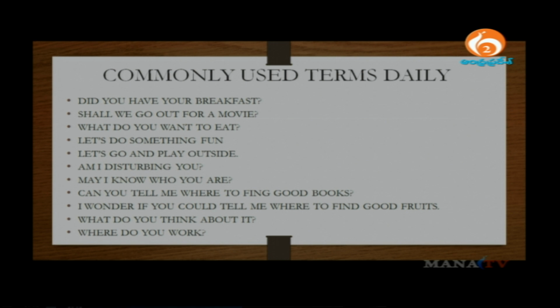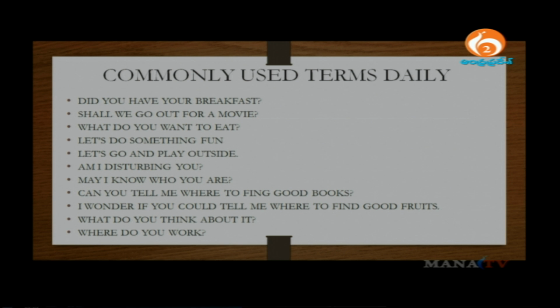Shall we go out for a movie? What do you want to eat? Let's do something fun. Let's go and play outside. So, what do you want to eat is something similar to the breakfast question.